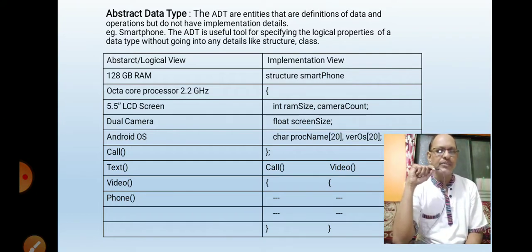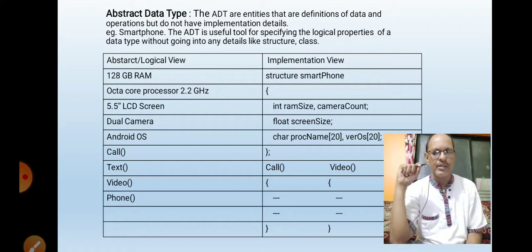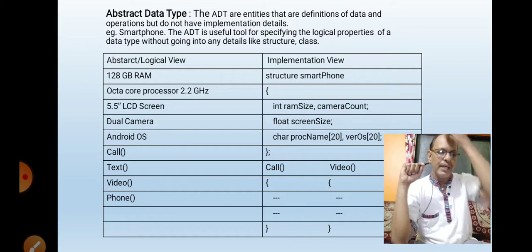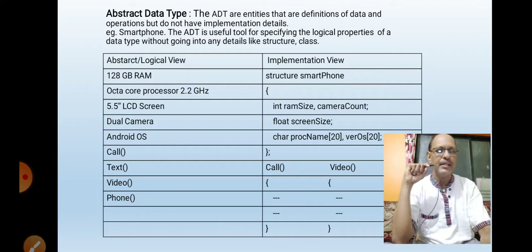So RAM size, processor name, screen size, and the respective data types, obviously integer, then float, then characters. Okay, so then we have also some methods which correspond to these behaviors like call, video, text, photo. Obviously definitions can be defined later on, but right now I just want to show you how the implementation view would look if you implement this in other languages like C++, Java, Python.